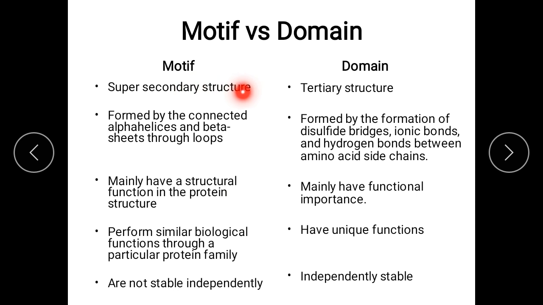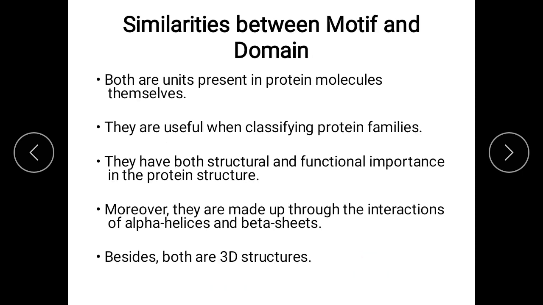A motif is a super secondary structure, whereas a domain is a tertiary structure. Motifs are formed by connected alpha helices and beta sheets through loops, and domains are formed by disulfide bridges, ionic bonds, and hydrogen bonds between amino acid side chains. Motifs mainly have a structural function in the protein structure, and domains have many functional importance. Motifs perform similar biological functions through a particular protein family, and domains have unique functions. Motifs are not stable independently, whereas domains are stable independently.